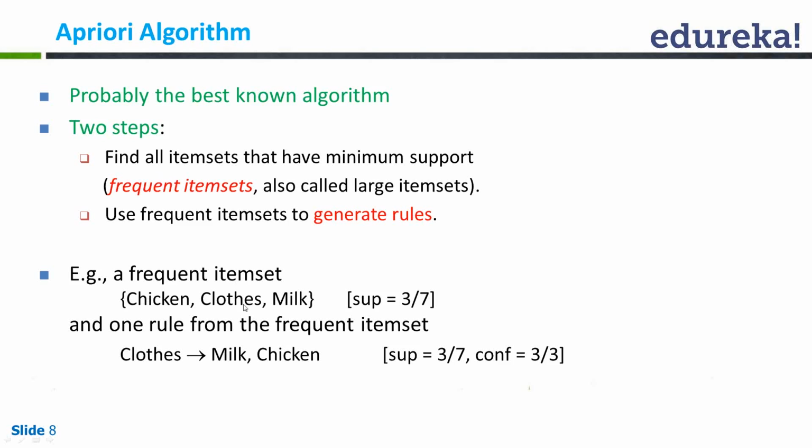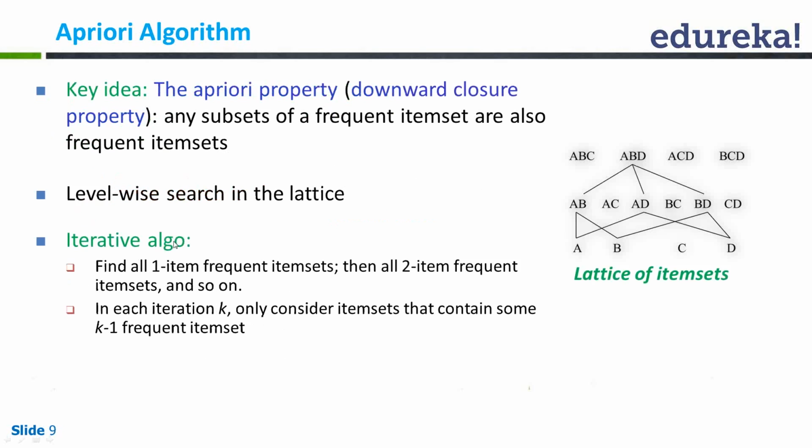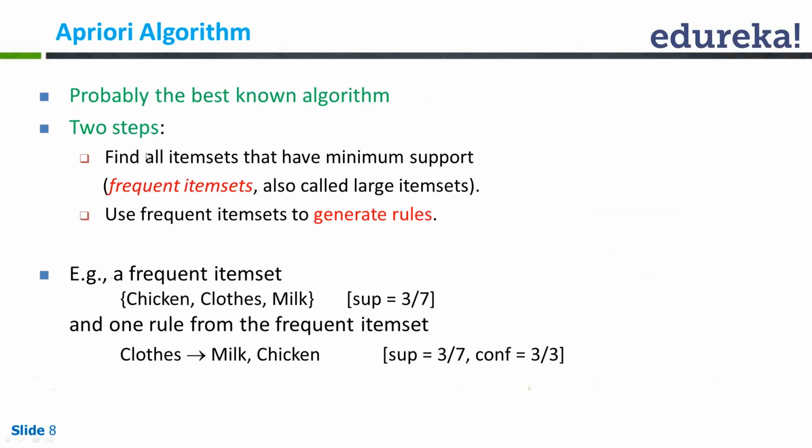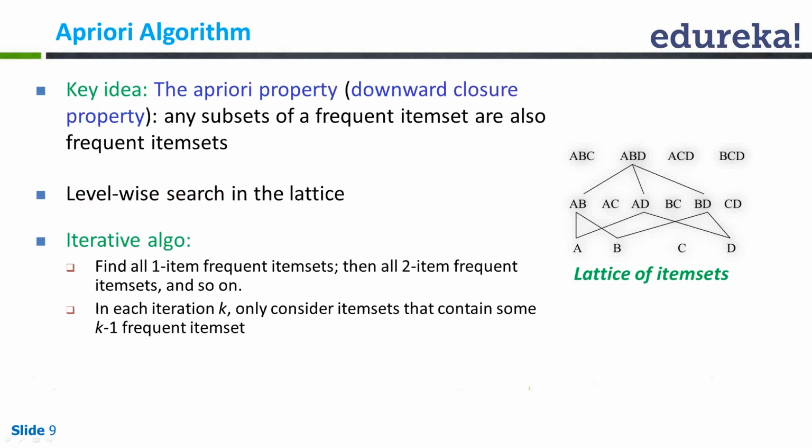For example, from here, chicken, clothes, and milk is a frequent item set, and using this item set, you can generate a rule of this sort. That's the first phase and the second phase. Now, let's talk about the first part, which is finding all the item sets. And we already said enumerating all possible subsets is very expensive, right?